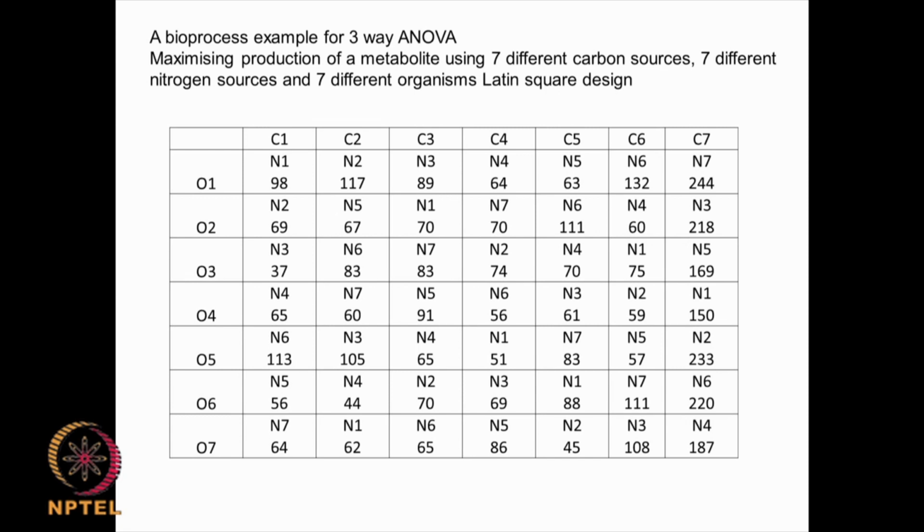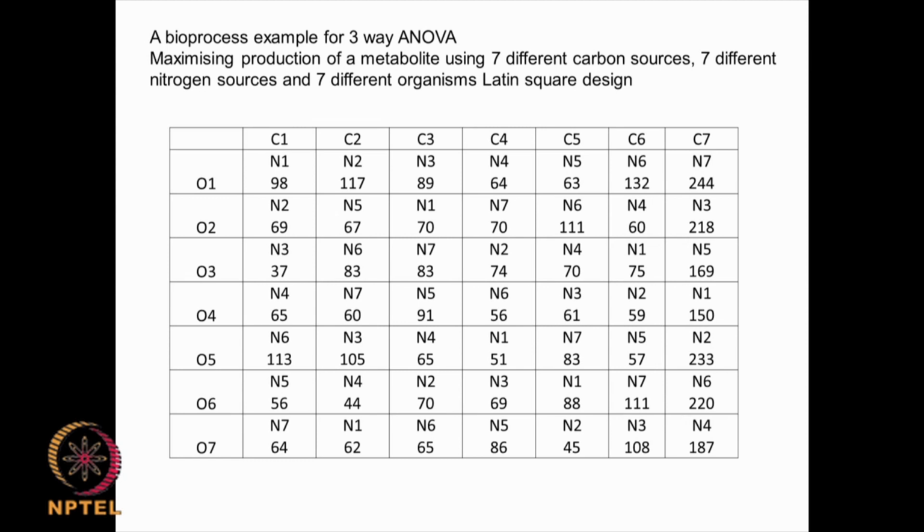Okay. For each row we have only one nitrogen. Otherwise, if you want to do a complete factorial design, it will be like 7 into 7 into 7, like a cube, right, whereas here it is like a square. Okay. And that is why it is called Latin square design, and nitrogen for example appears only once in each of these rows, that way it is very symmetric. Okay. So, I do the experiments, these are the results. Okay. The carbon, nitrogen and organism are called the principal effect or main effect.